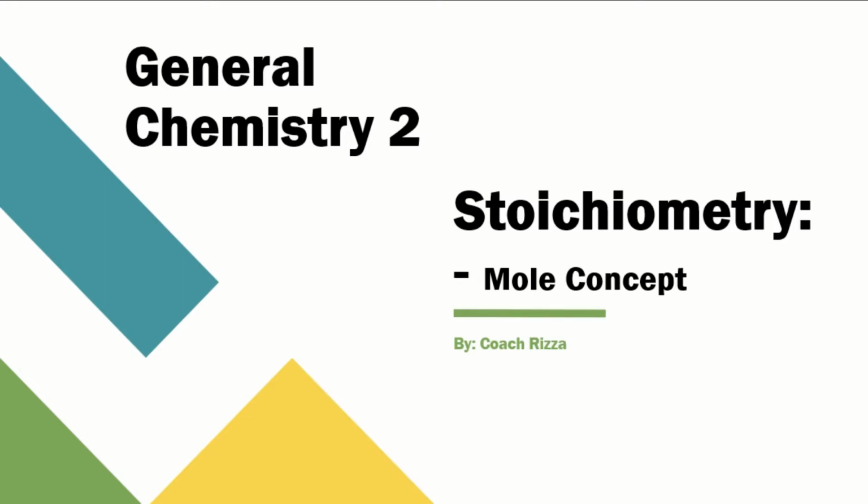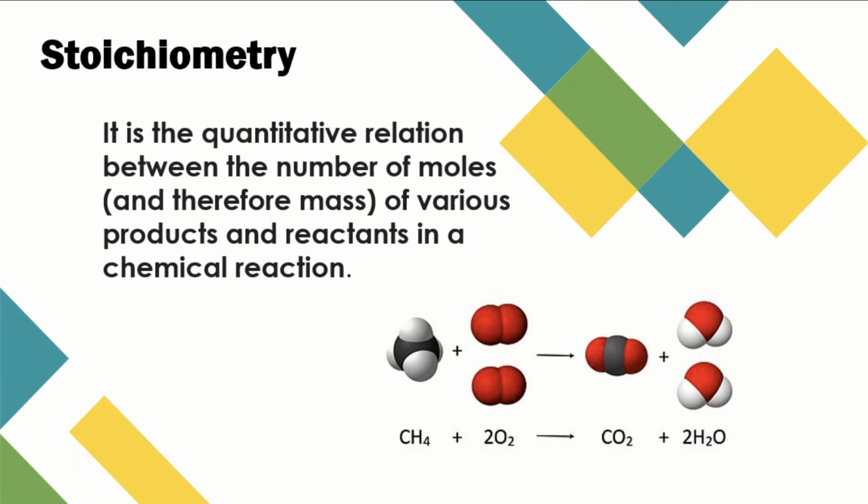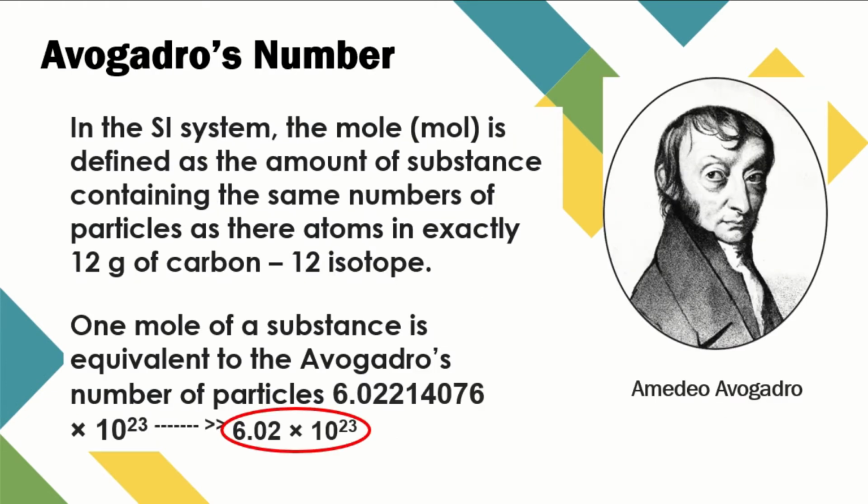In this video, we're going to talk about stoichiometry, the mole concept. Stoichiometry is the quantitative relation between the number of moles and therefore mass of various products and reactants in a chemical reaction. In this lesson, we're going to talk about the mole concept. Let's talk about first Avogadro's number.